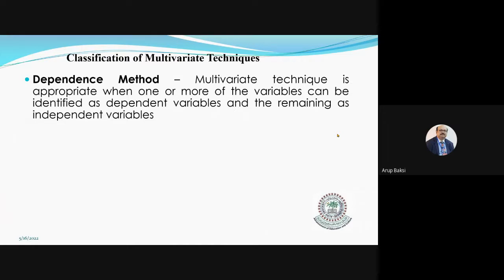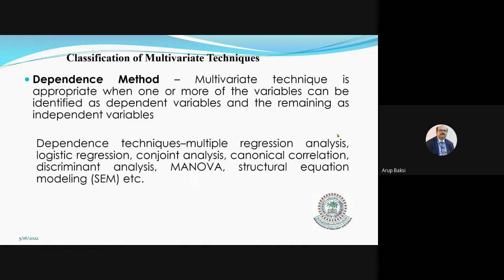So a predefined set of dependent variables and a predefined set of independent variables make up the framework of the dependence method. The types of dependence method we normally use to test hypotheses are regression analysis or multiple regression analysis, logistic regression for classification, conjoint analysis for segmentation, canonical correlation, discriminant analysis, MANOVA, and SEM, the structural equation modeling, which are all dependence techniques.